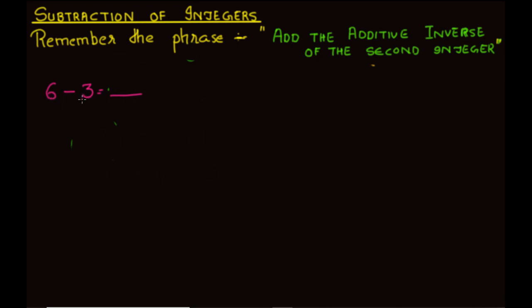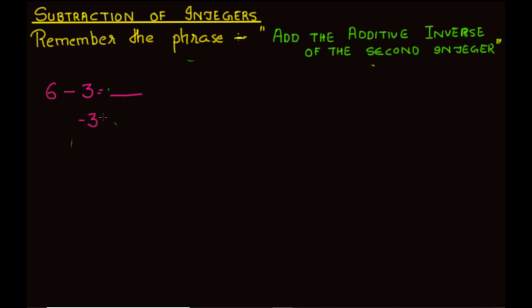6 and 3 are not just whole numbers or natural numbers, they are also positive integers. So when I say add the additive inverse, we must understand something. To subtract one integer from another, I repeat, to subtract one integer from another, we take the additive inverse of the integer to be subtracted. Now, what is the integer to be subtracted here? 3 is the integer to be subtracted. And what is the additive inverse of 3? It is negative 3, right?